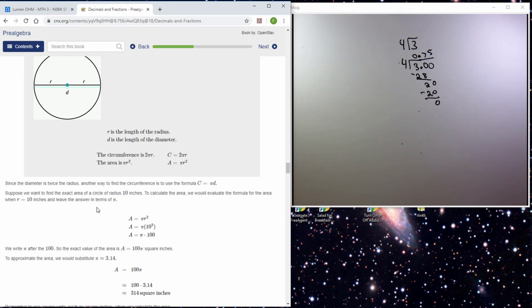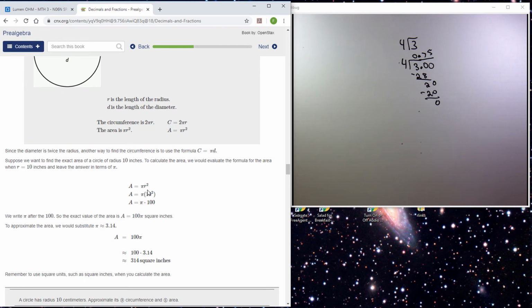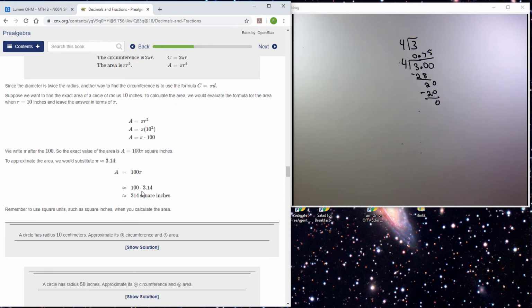So in this first example, given a radius of 10 inches, find the area. So I write out my formula, plug into my formula. Still haven't done any computation yet. Then I simplify. In the order of operations, 10 squared is 100. So the answer is going to be 100 pi. And if you want to approximate it even more, you can write in 3.14 as your approximation.